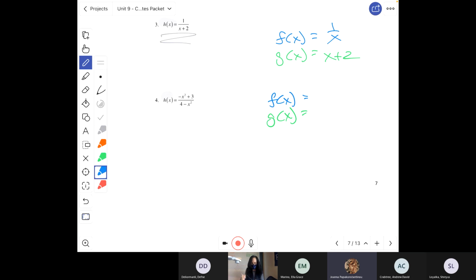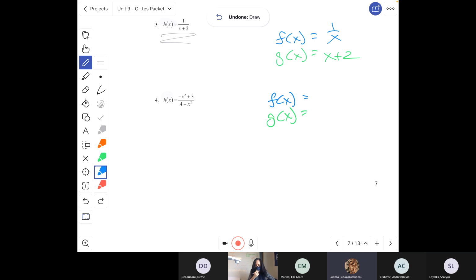Any ideas? Anybody have any suggestions? f of x could be x minus 1 over x. Oh, no, sorry. Yeah, f of x is x minus 1 over x, and g of x is negative x squared plus 4. Does that work? Yes. Okay, that's one. Anybody have anything else?